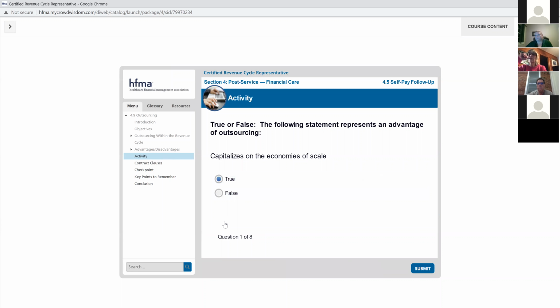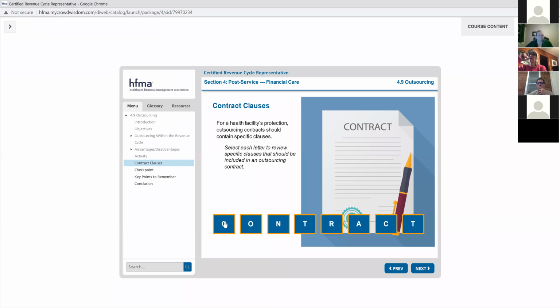A health facility protection outsourcing contract should contain specific clauses. If you select each letter, it will tell you what the clauses should be. An annual renewal clause and a cancellation clause in the contract. A clear understanding that the provider retains ownership of any outsourced activities unless specifically sold in the vendor contract.